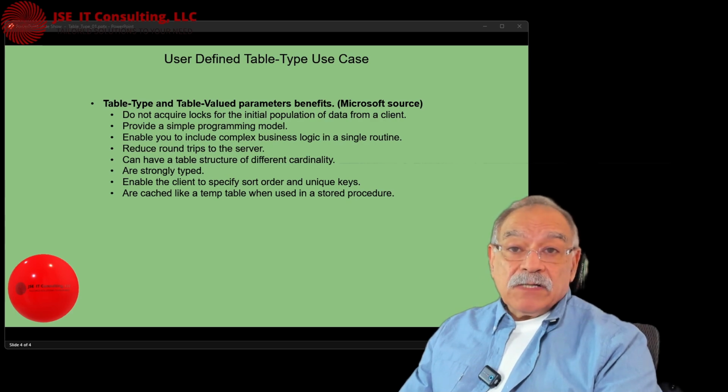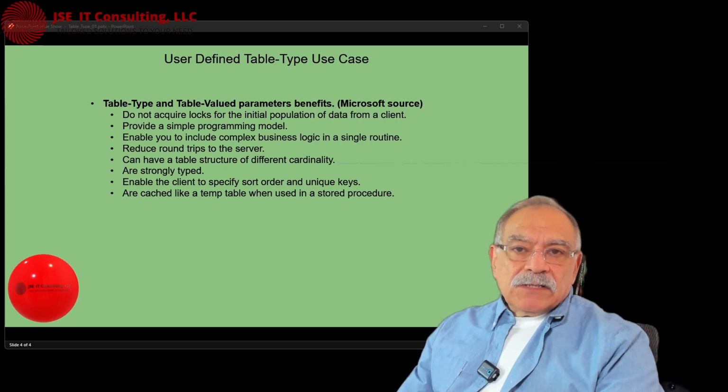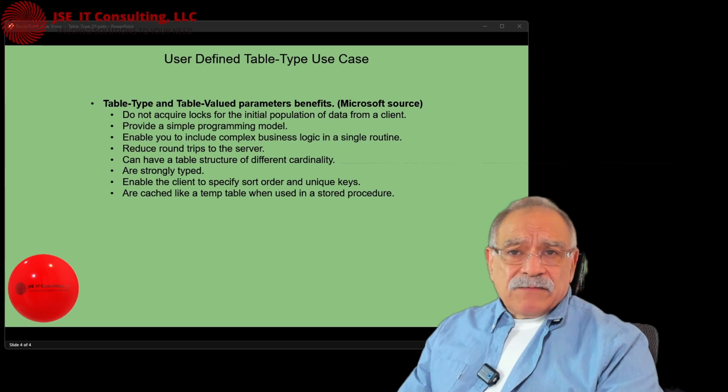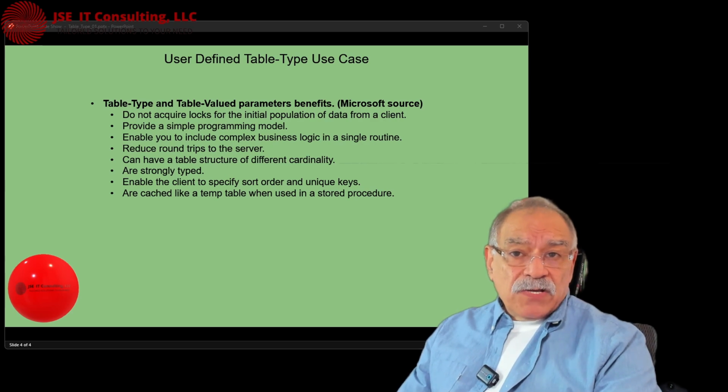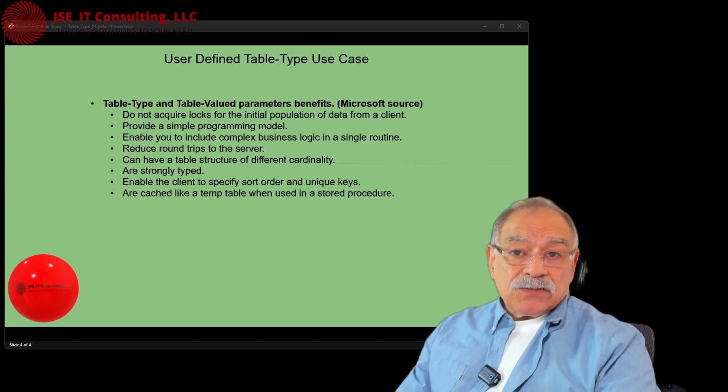Strongly typed, what does that mean? Well, they are strongly typed, meaning these parameters have a defined and enforced structure within SQL Server. So each table value parameter, TVP, is based on a user-defined table type, as I mentioned earlier, which specifies the exact schema, including the column names and data types. This strong typing ensures that the data passed as a table value parameter sticks to the predefined table structure, providing consistency and reliability when handling sets of rows in a stored procedure or a function.